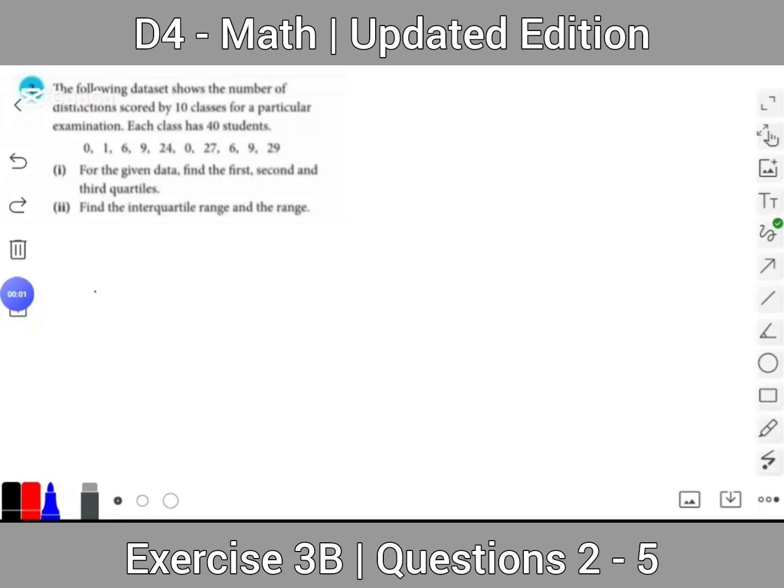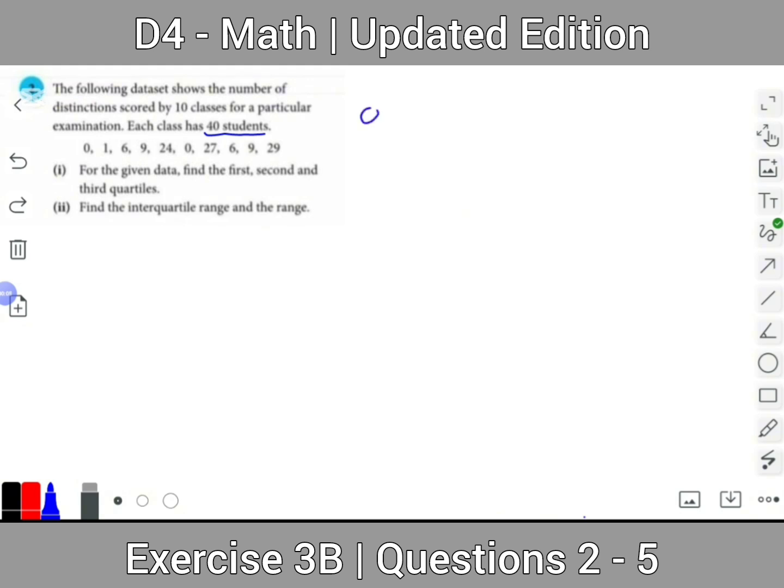Now in today's lesson, we will start with question 2 of exercise 3B. The following data set shows the number of distinctions scored by 10 classes for a particular examination. Each class has 40 students. So first we will arrange the data values in ascending order.